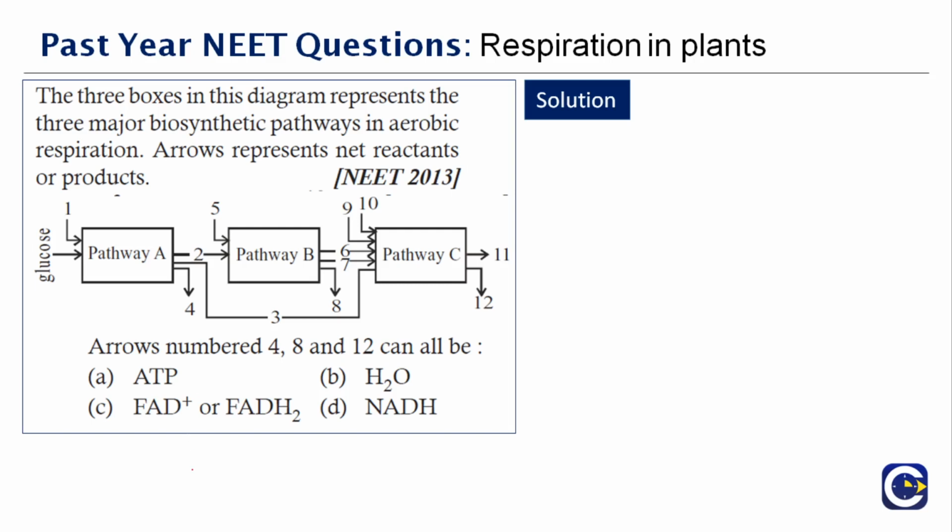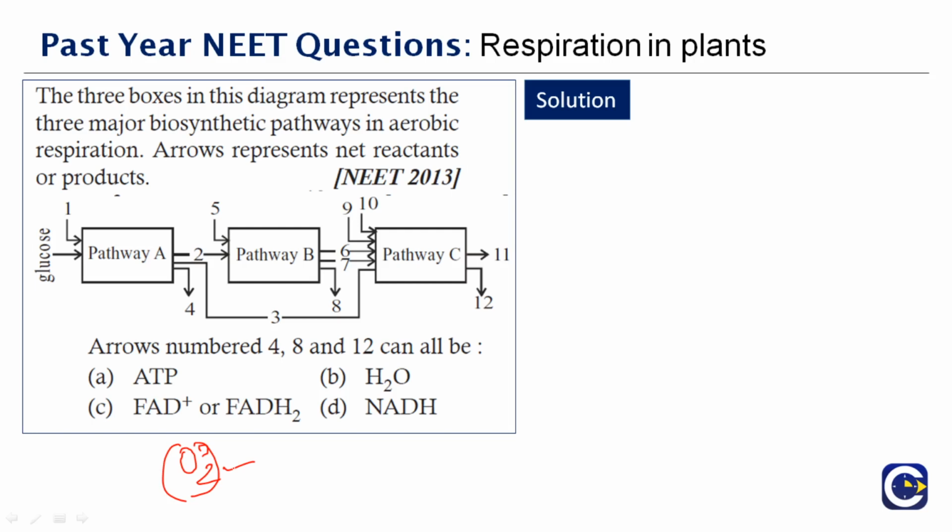Aerobic respiration can be defined as a respiration process with the presence of oxygen. Anaerobic respiration is without the presence of oxygen. So that is termed anaerobic. Aerobic is a process which takes place with the presence of oxygen. Now coming to the pathway, you have A, B and C that you need to name. Here the arrows represent the net reactants or the products. In the given diagram, it is aerobic respiration, which they have given you as a hint.